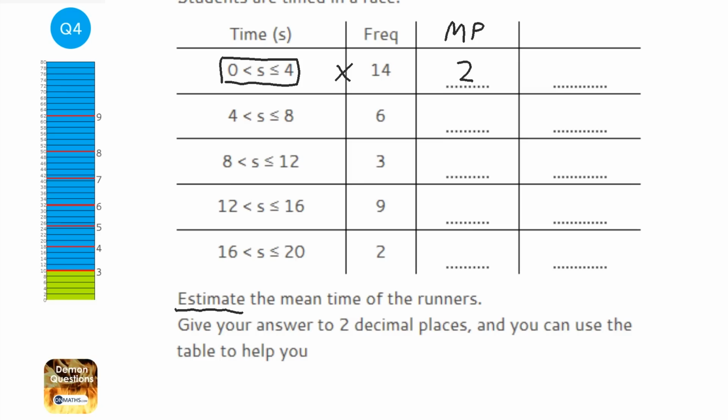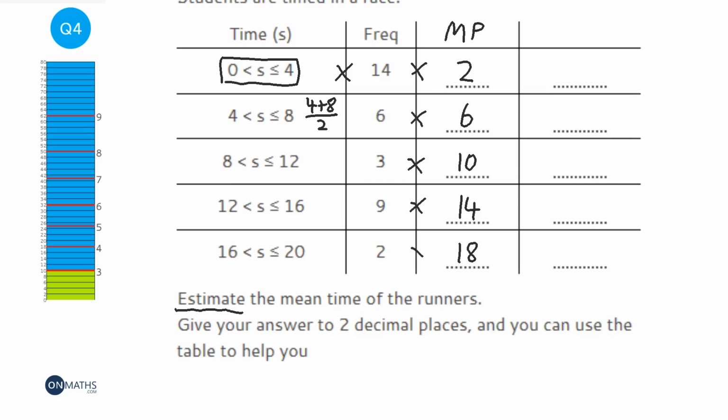So we find the midpoint of each of the groups, and the way of doing this is just adding the lowest and highest value together and dividing it by 2. Or just having a look. 4 to 8 will be 6, 8 to 12 halfway would be 10, 12 to 16 halfway would be 14, and 16 to 20 halfway would be 18. Then what we do is we get the frequencies and times them by the midpoints. So it's the same as if it wasn't a group now.